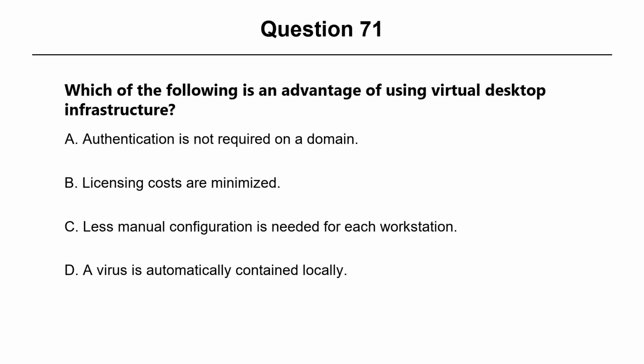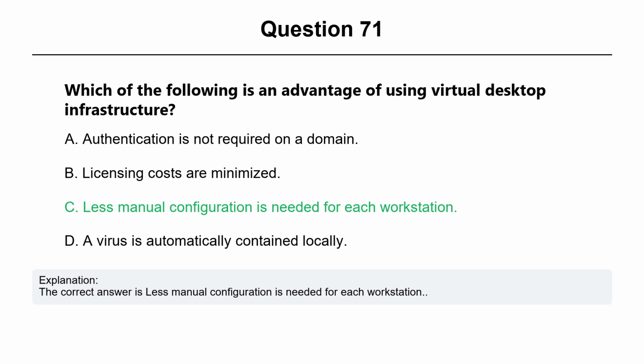Question 71. Which of the following is an advantage of using virtual desktop infrastructure? Option A, authentication is not required on a domain. Option B, licensing costs are minimized. Option C, less manual configuration is needed for each workstation. Option D, a virus is automatically contained locally. The correct answer is option C, less manual configuration is needed for each workstation.